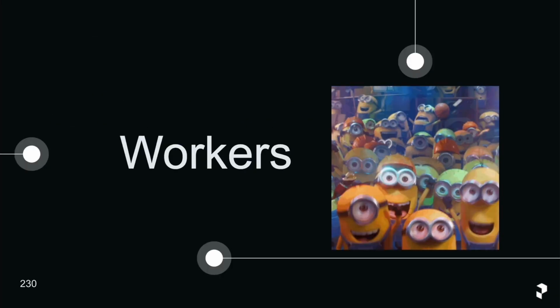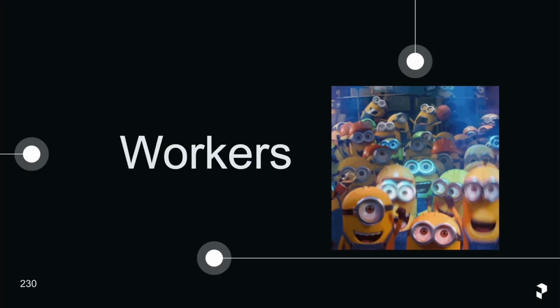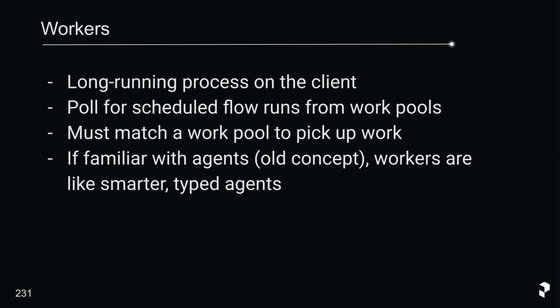Let's dive into the workers concept a little bit more. To recap the description that I gave previously, workers are long-running processes that live in the client side of the house. They poll for scheduled flow runs from work pools, and they must match a work pool in regards to their type to pick up work. So you would pair a process worker with a process work pool, an ECS worker with an ECS work pool, and so on and so forth.